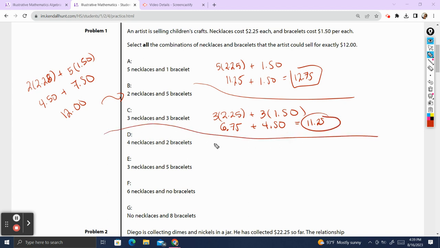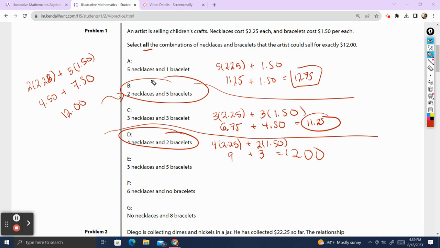4 necklaces and 2 bracelets. So our necklaces are $2.25 each, plus our 2 bracelets, which are $1.50 each. This is going to be $3. This is going to be $9, which is going to get 12. We want all of the combinations that get exactly 12. So even though we've already found D, which is 12, and we've already found B, which is $12, we're going to have to keep going until we find more.